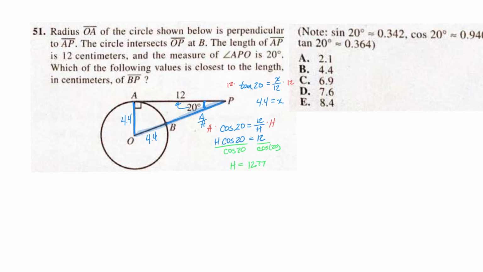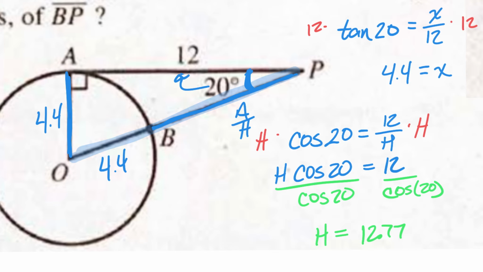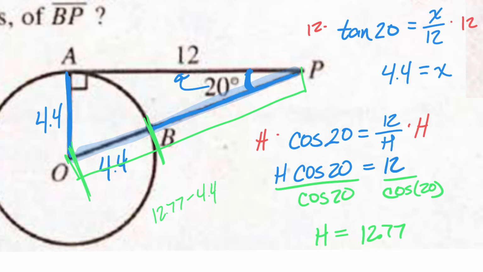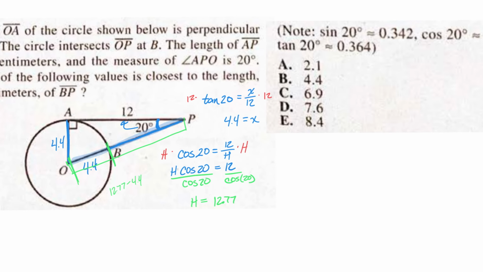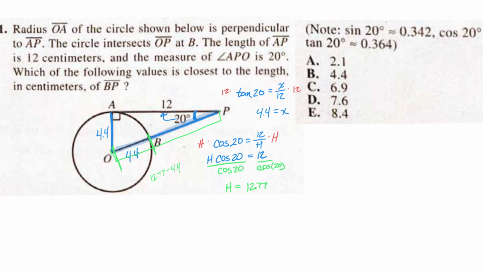All right, so we know from here to here is 12.77. And from here to here is 4.4. So we're going to take our 12.77 and subtract 4.4. And when we do that, we get 8.37, which rounds up to our value for E.